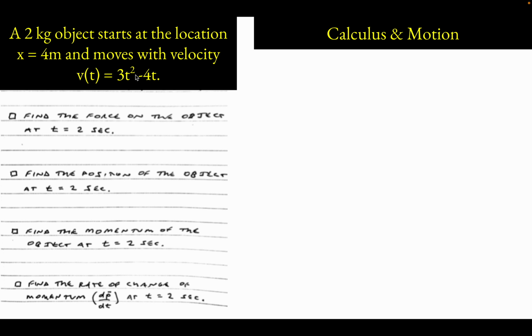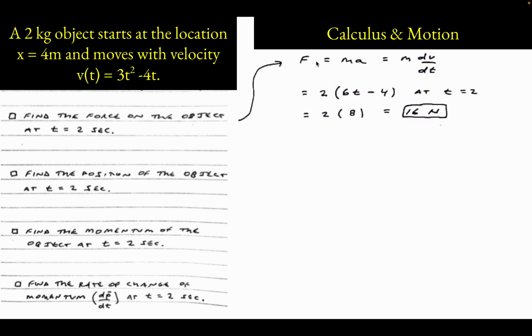Well, since the velocity is changing with time, there is an acceleration. And since we know F equals ma, we can figure out what that acceleration is by looking at the change in velocity. So from F equals ma, a is the time derivative of velocity. So let's just take the derivative of that velocity function. It would be 6t minus 4, and then multiply it by the mass. And so this function here would be ma, and then you would just check it at t equals 2 in order to find the force on the object at t equals 2 seconds, and it would be 16 newtons.